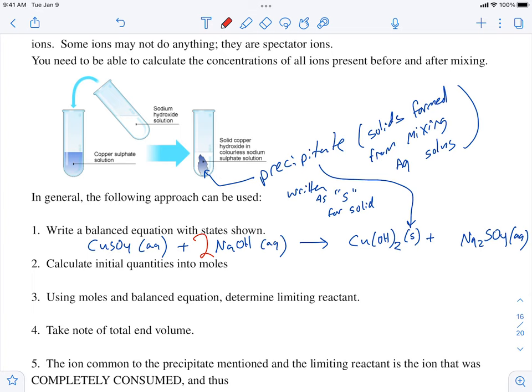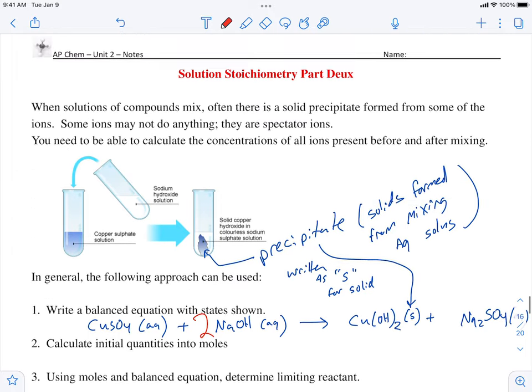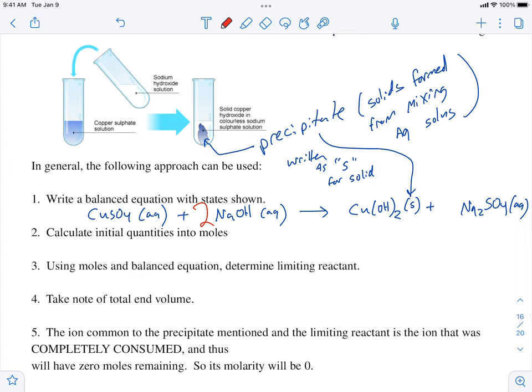Calculate the initial quantity into moles. I didn't give values here, but I'm going to put values in right now. So let's say that I had 10 milliliters of each, and let's say that the standard concentration of lab solutions is 0.1 molar. So let's say that they were both 0.1 molar to begin with.